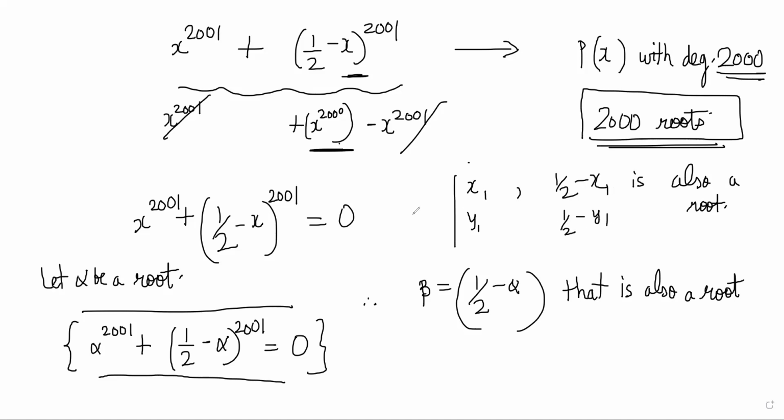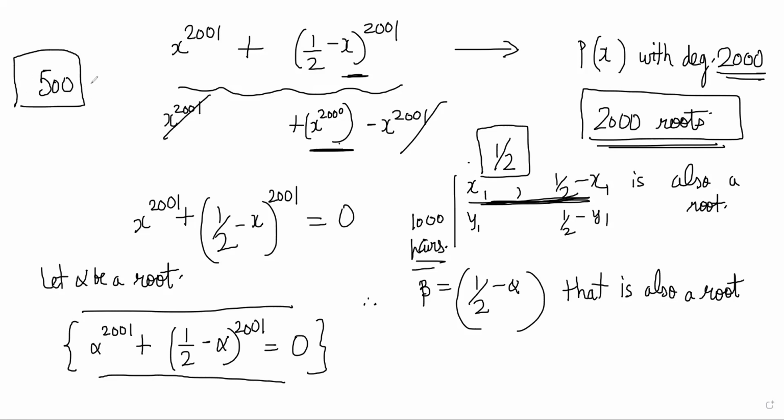So there will be 1000 pairs, right? Yes, sir. Okay, sum of each pair is half, right? Correct. Each pair of roots adds up to half, and there are 1000 pairs. So the answer should be 500.